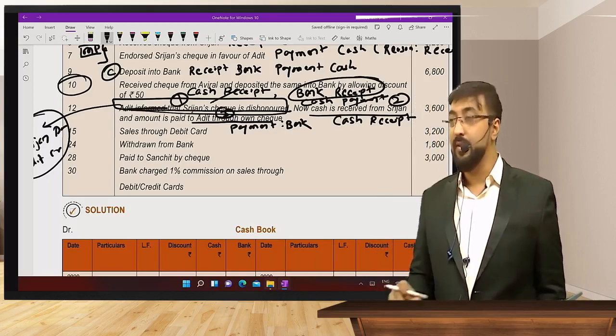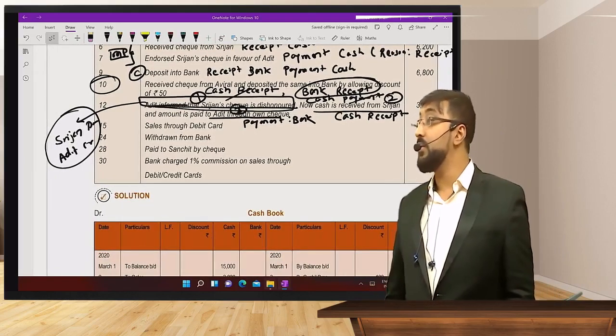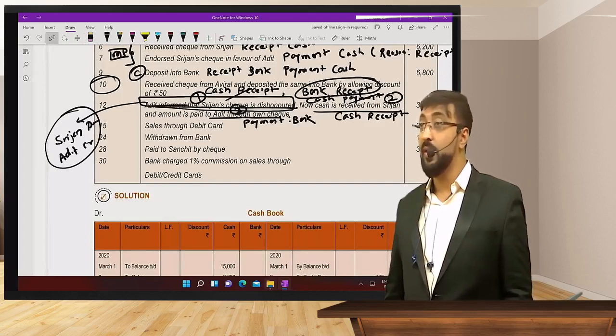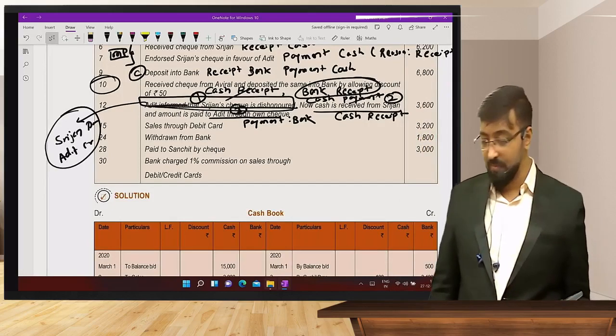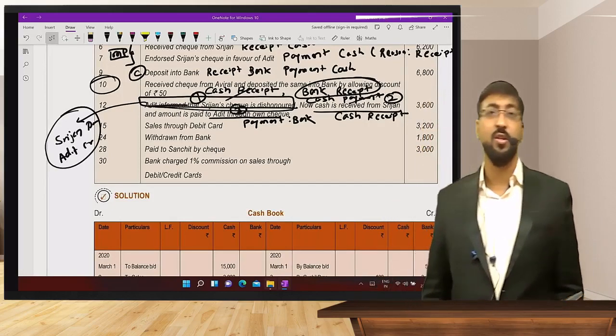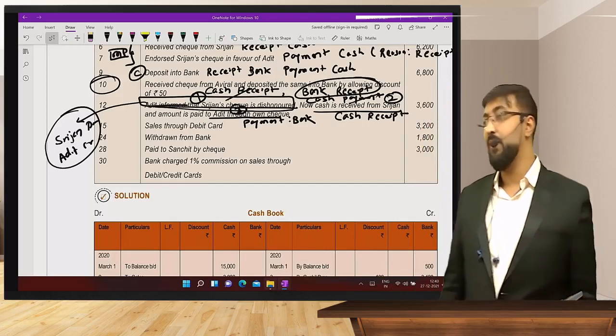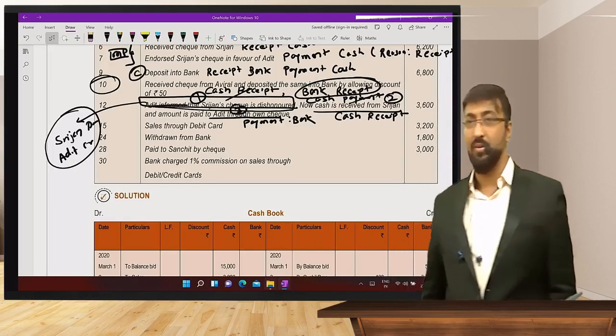Now you got this? Those who have doubts, yes. Now you are clear with these doubts, beta? Yes, very good. Beta, it's very easy, just keep some patience. Now cash is received, so cash account is debited, Shrijan account is credited, and Adit paid by check, means bank account is credited, and Adit is a receiver.